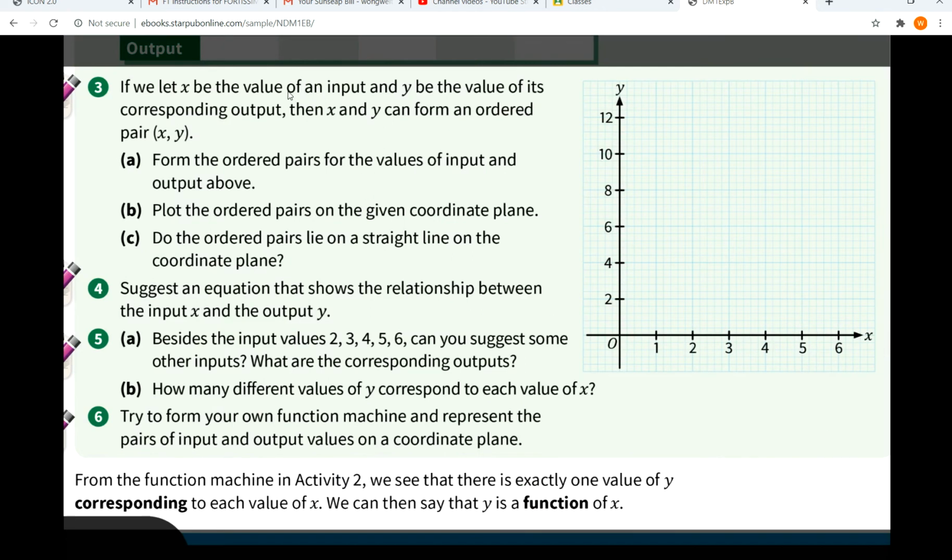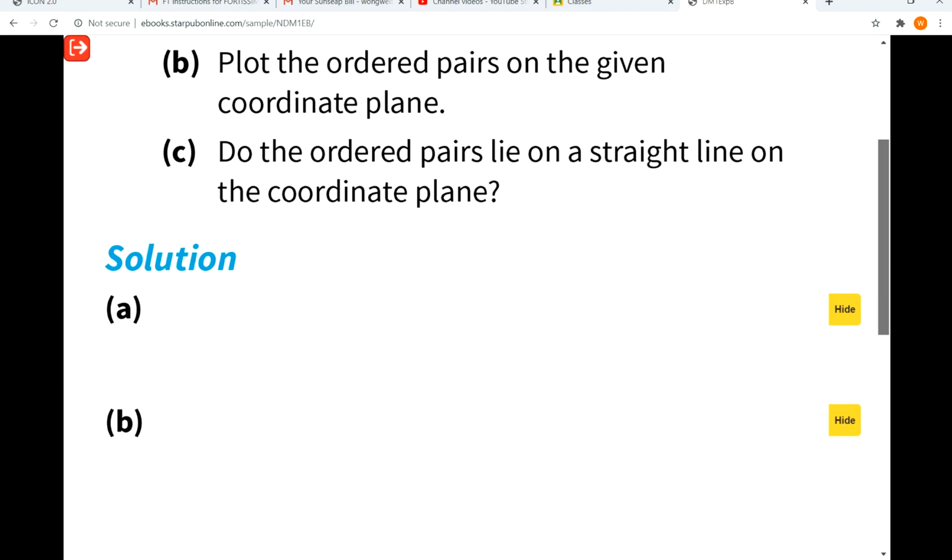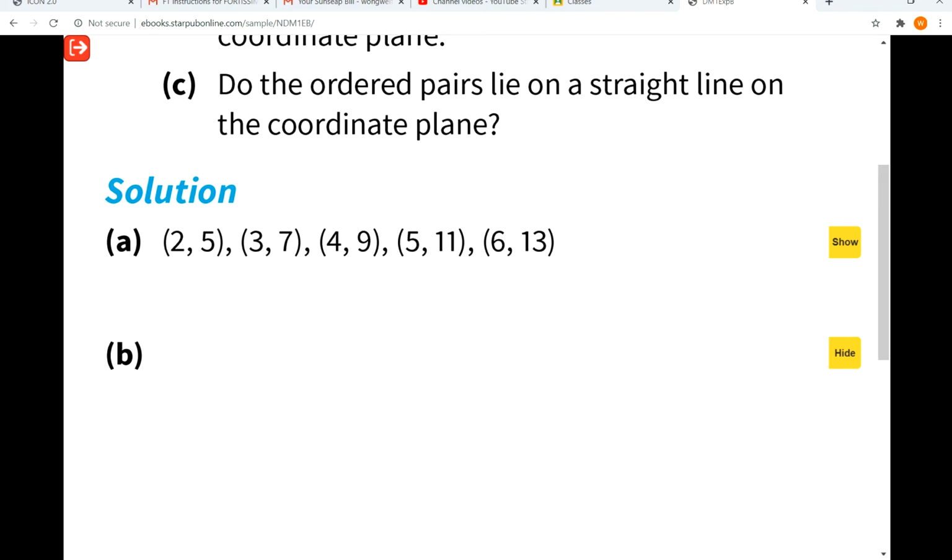If we let x be the value of the input, like I said earlier on, then y will be the output. Then you can form an ordered pair like this, x and y. This is like what we've been doing on our graph paper, x and y values. Form the ordered pair for the values of the input and output above. So the ordered pairs actually look like this. For an x value of input 2, we get 5 as the output. Input 3, output 7, and so on and so forth.